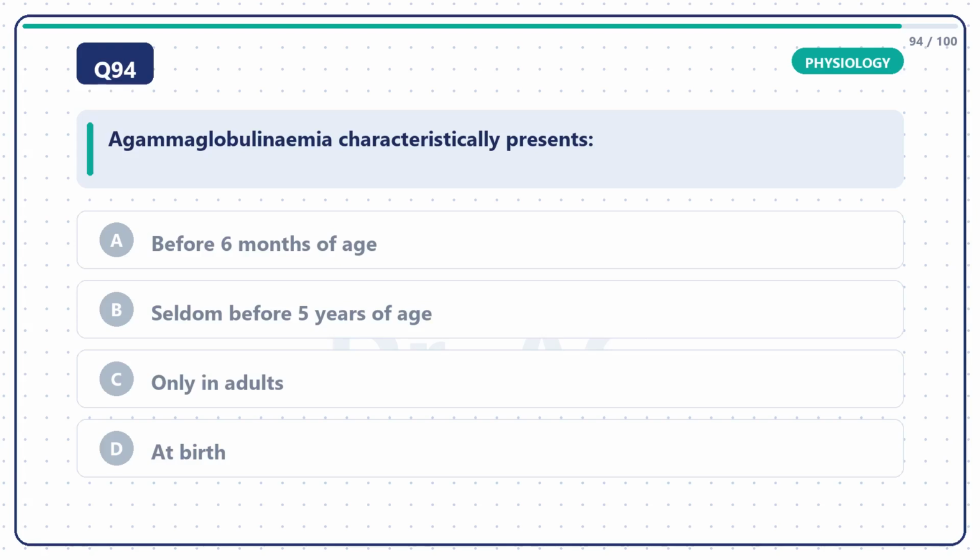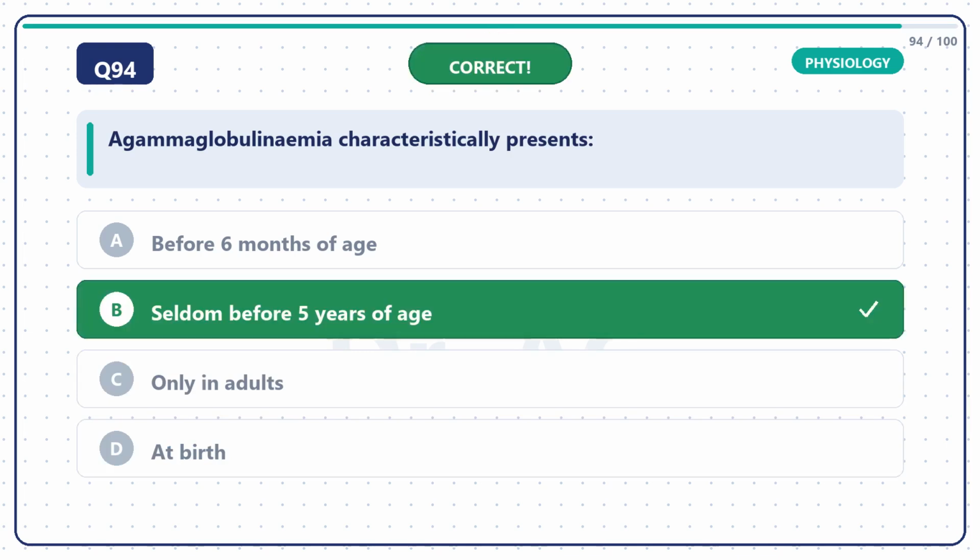Question 94. Agammaglobulinemia characteristically presents: Option A. Before 6 months of age. Option B. Seldom before 5 years of age. Option C. Only in adults. Option D. At birth. The correct answer is option B.